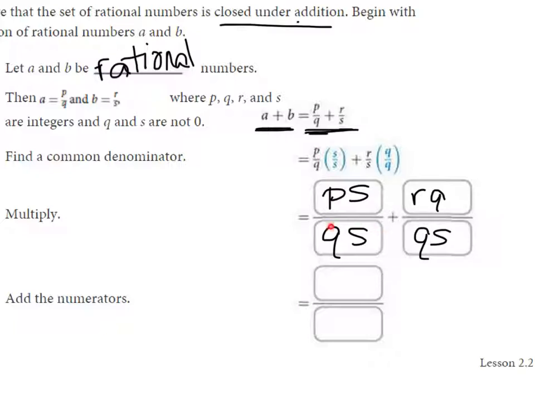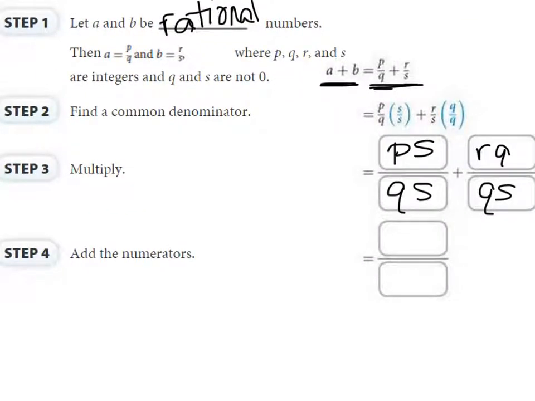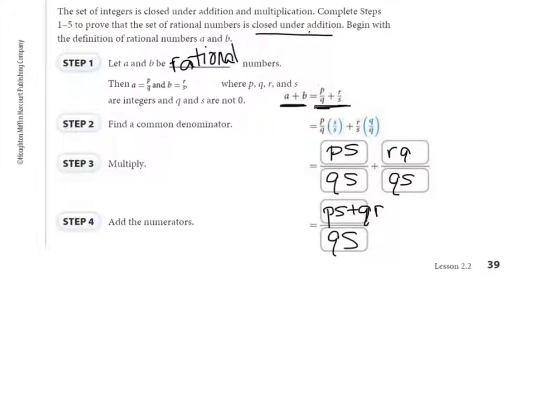Well, now that the denominators are the same, I can add the numerators. So I end up with ps plus, I'm going to switch it to qr, and again that's all over qs. And again, proofs are a little bit hard. We haven't seen them yet. They're more in geometry, but we need to start familiar with how they look. So we're going to keep on going with this proof.